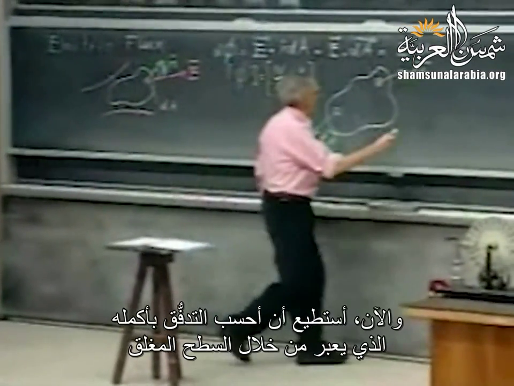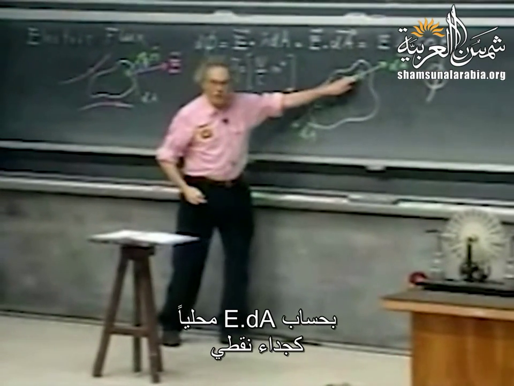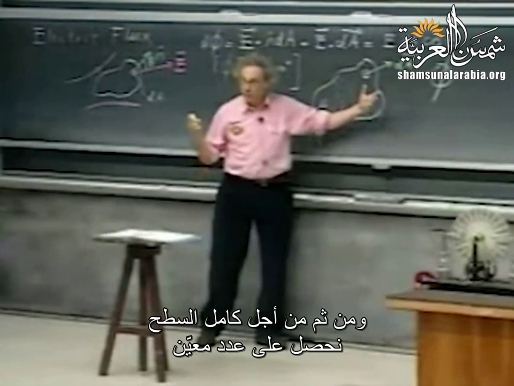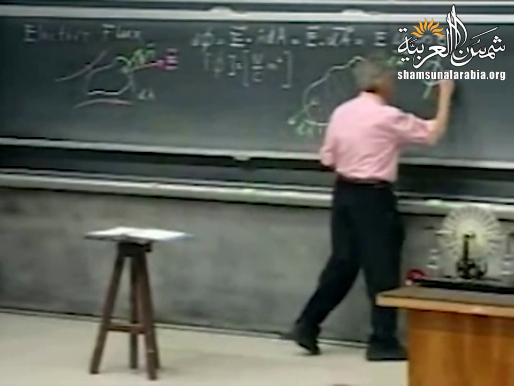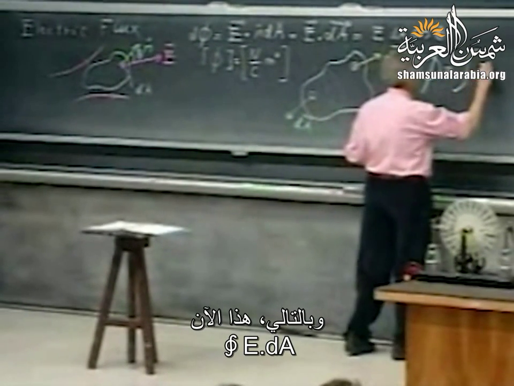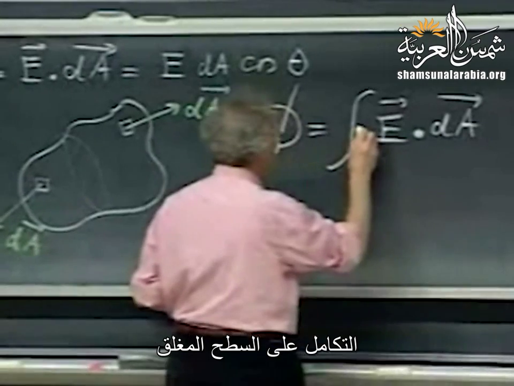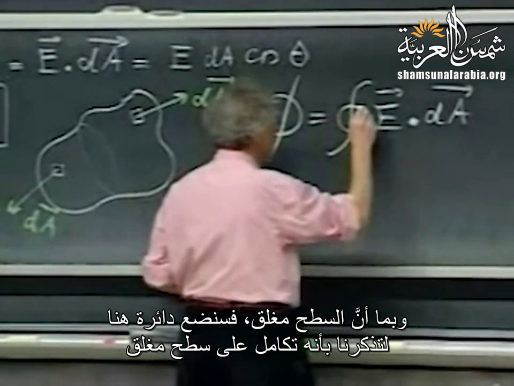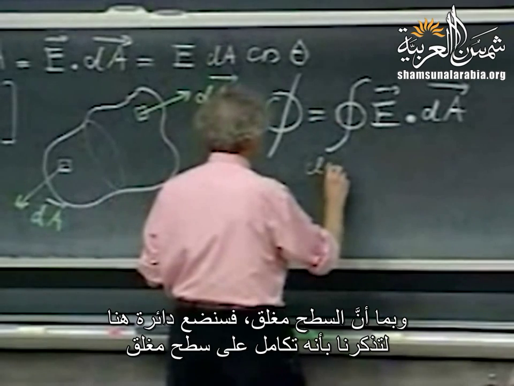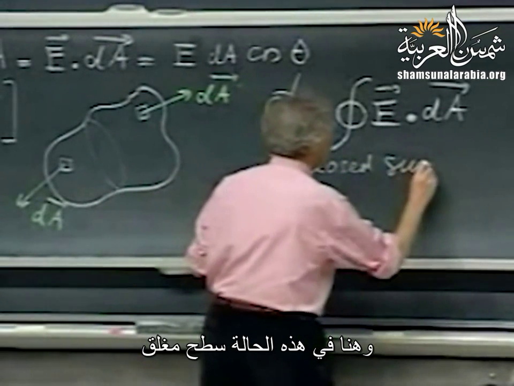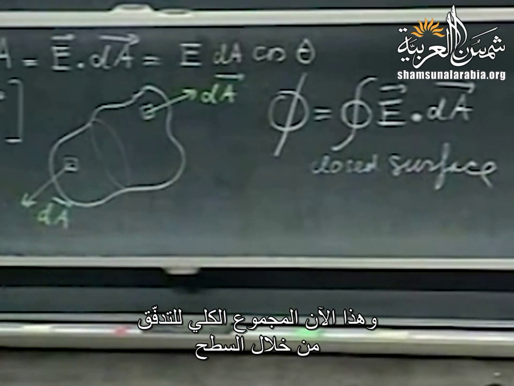And now I can calculate the total flux going through this closed surface, locally multiplying E with dA, dot product, over the whole surface, out comes a certain number. And that is therefore the integral of E dot dA integrated over that closed surface. And since it is a closed surface, we put a circle here to remind us that it is a closed integral. And here, in this case, it is a closed surface. And this now is the total flux through that surface.